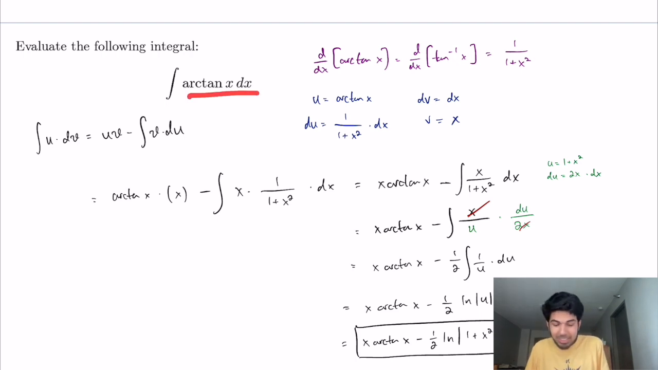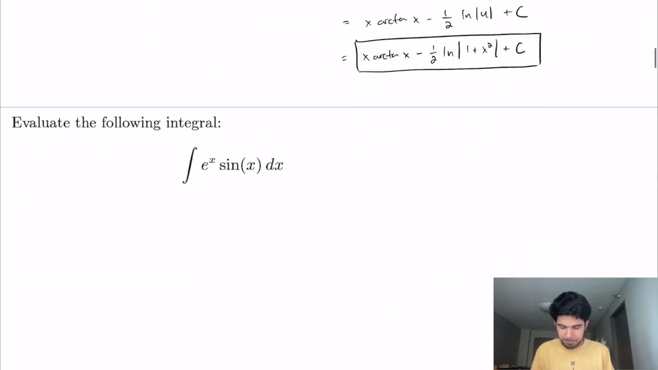I mentioned before that integration by parts is used when we have the product of functions, and this doesn't really look like the product of two functions, but it is. You can think about this as arctangent of x times 1 dx, something like that, and that works, where we put the 1 on the dv side. That's all that's going on here, so very, very powerful.